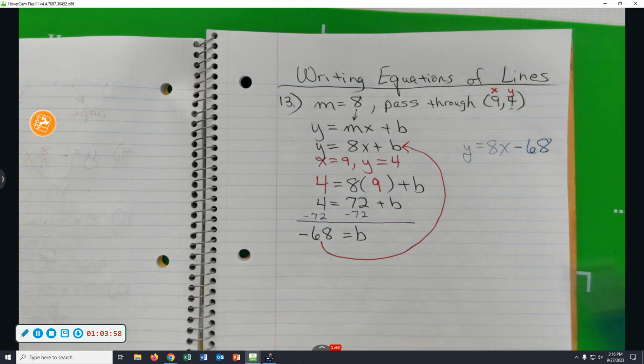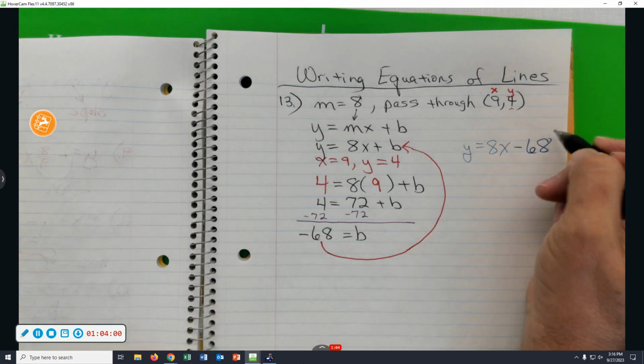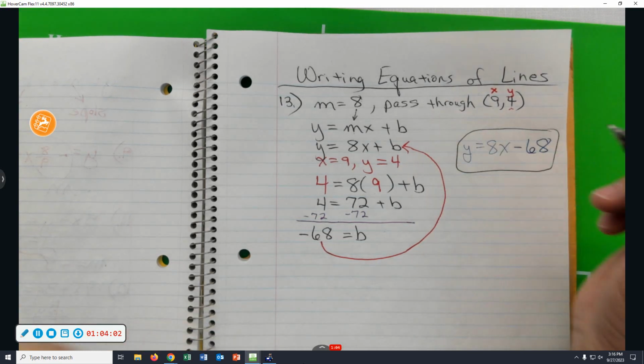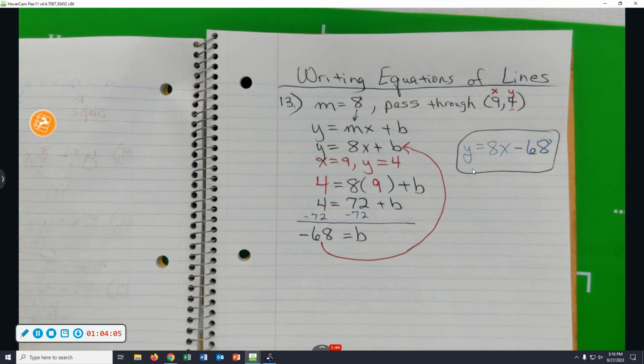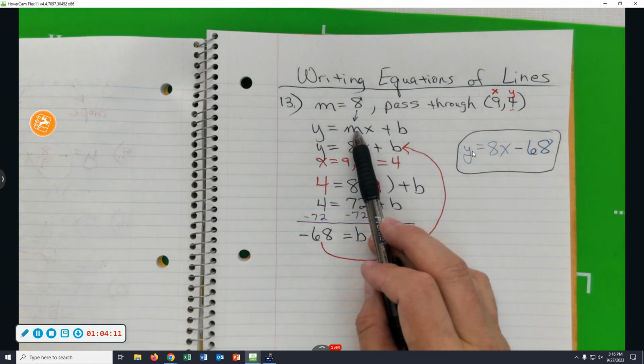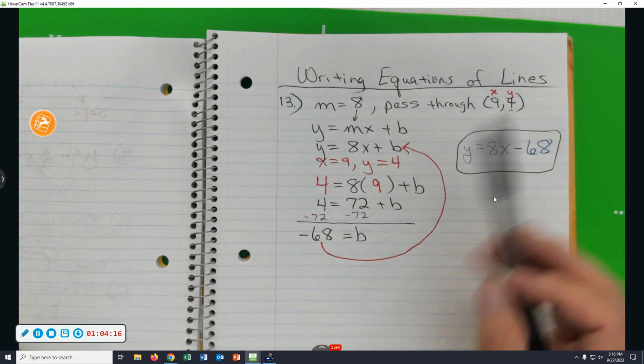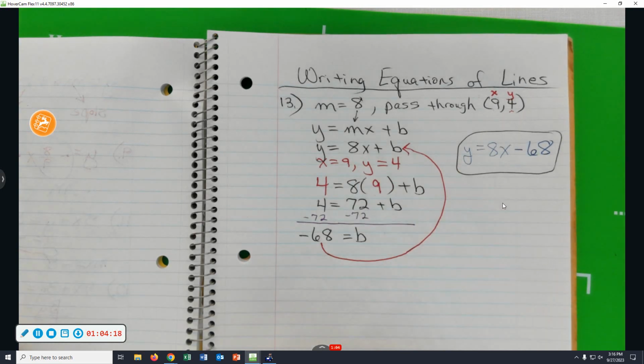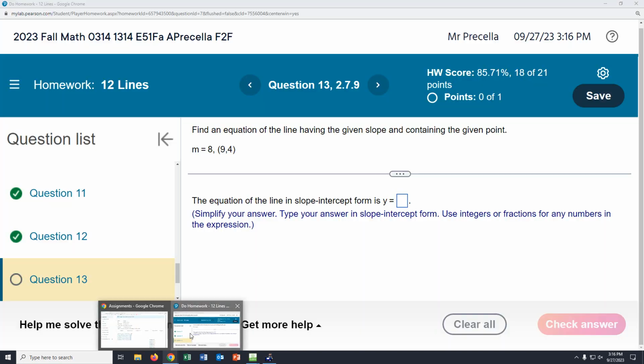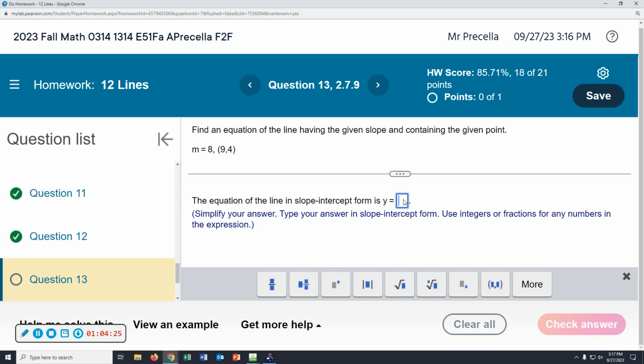Just put it into that. For my final answer, we didn't need another formula to have to worry about. They gave us the slope. They didn't give us the y-intercept, but they gave us an x and y. Plug in the x and y to find b. Any questions there? So y equals 8x minus 68.